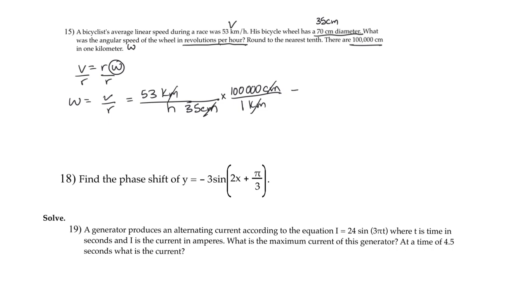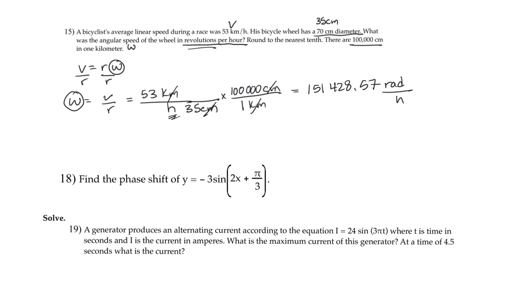So I'm getting 151,428.57 radians per hour. Okay, so every time I use this formula to figure out angular velocity, the unit, the radians, just sort of appear out of nowhere, but the unit is radians per given time of hours.